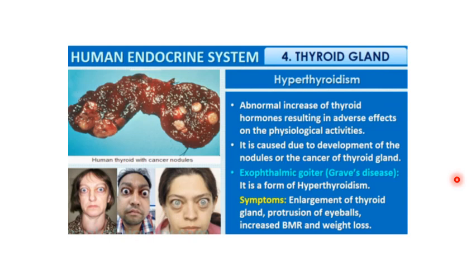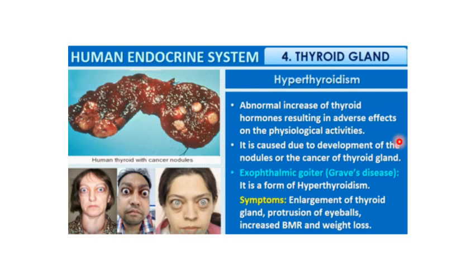Abnormal increase of thyroid hormone causes severe effects on the physiological activity. So this is called hyperthyroidism, as we discussed. It is generally caused due to development of the nodules or cancer of the thyroid gland. So cancer of the thyroid gland means that the gland cells are dividing uncontrollably.